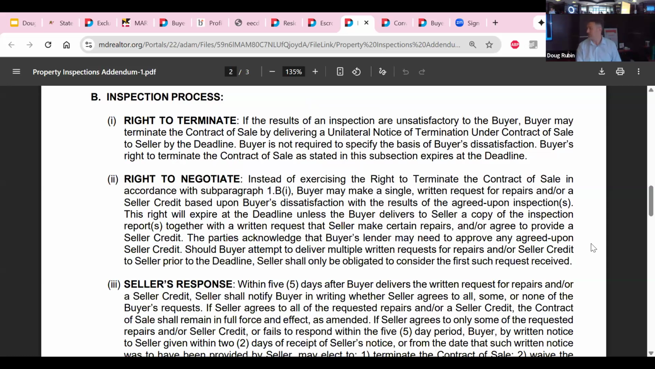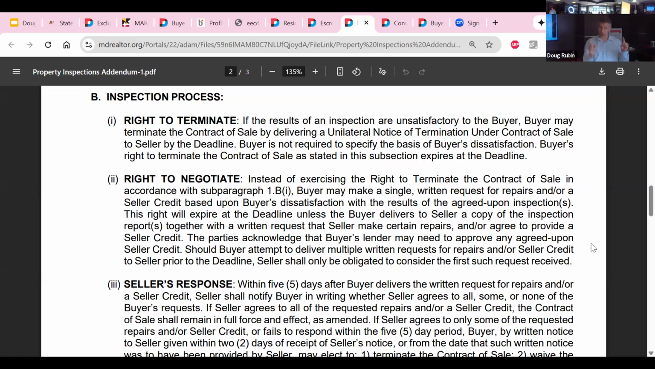Okay. So you got your inspection performed, you have the inspection report in hand. There are two paths, path A and path B. Path A is the right to terminate. You can just say, I don't like the look of this house anymore, I'm out. This is a new thing as of a couple of years ago where you don't even have to request a repair, you just say, I'm out. Send a unilateral notice of termination, inspection, don't like it anymore. As long as it's within that deadline, you can just peace out.